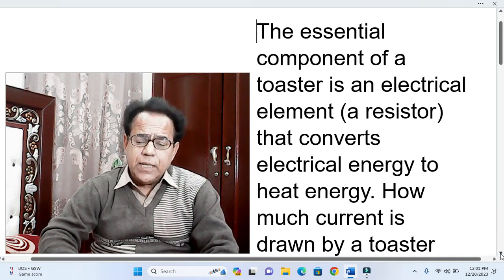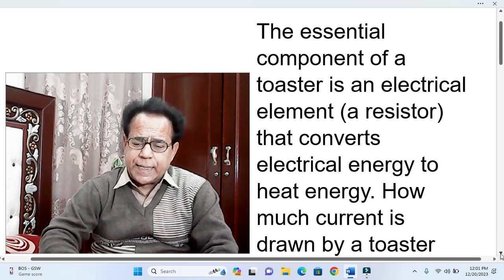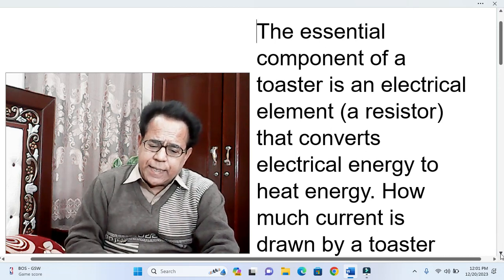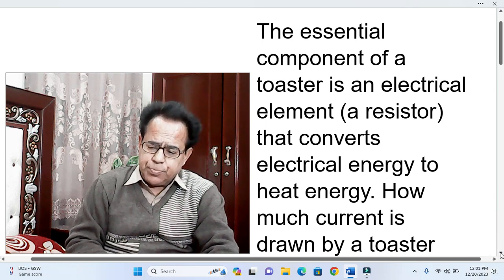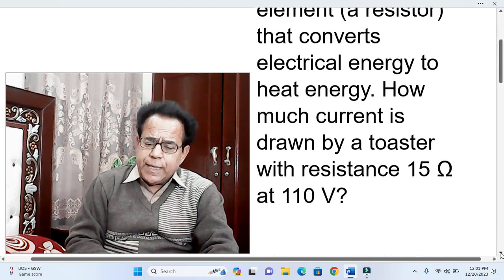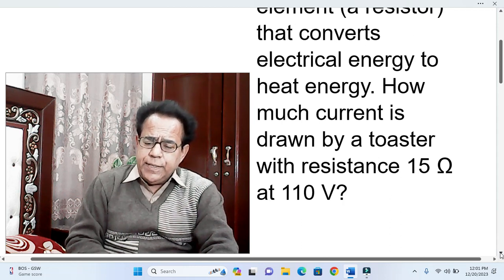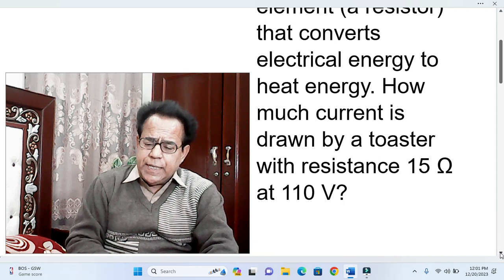The essential component of a toaster is an electrical element, a resistor, that converts electrical energy to heat energy. How much current is drawn by a toaster with resistance 15 ohm at 110 volts?